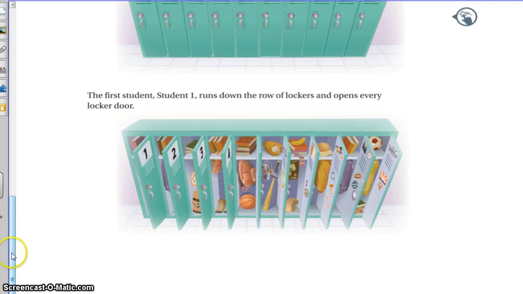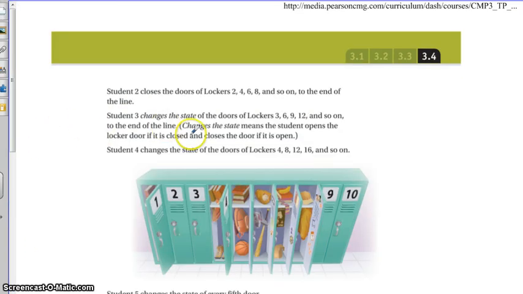Then student 2 closes the doors of lockers 2, 4, 6, and 8, and so on until the end of the line. So what student 2 is doing is shutting every even door, which is going to be a multiple of 2 and would have 2 as a factor.